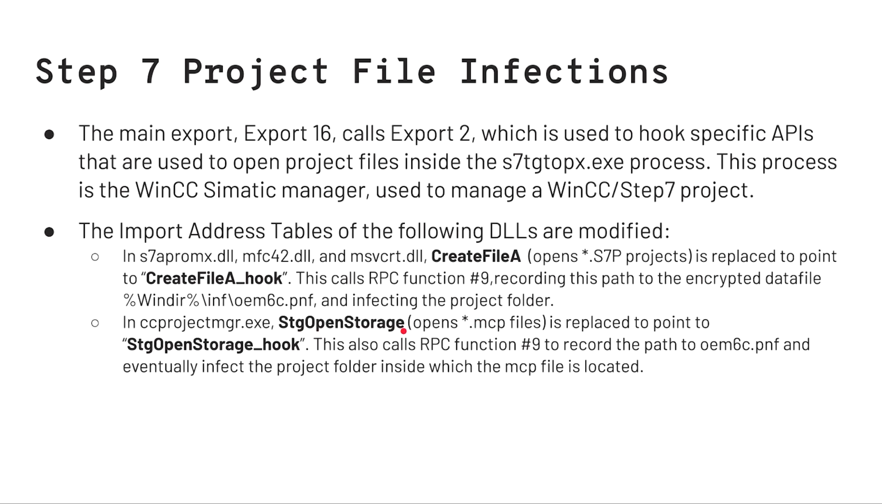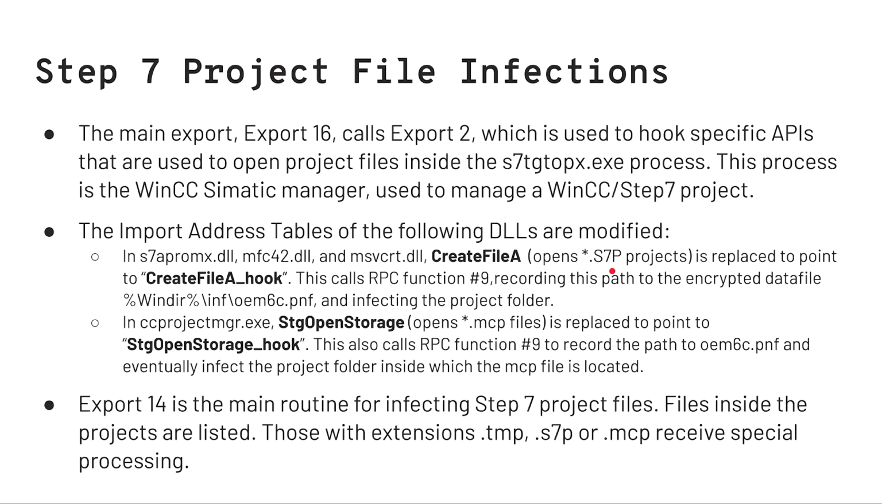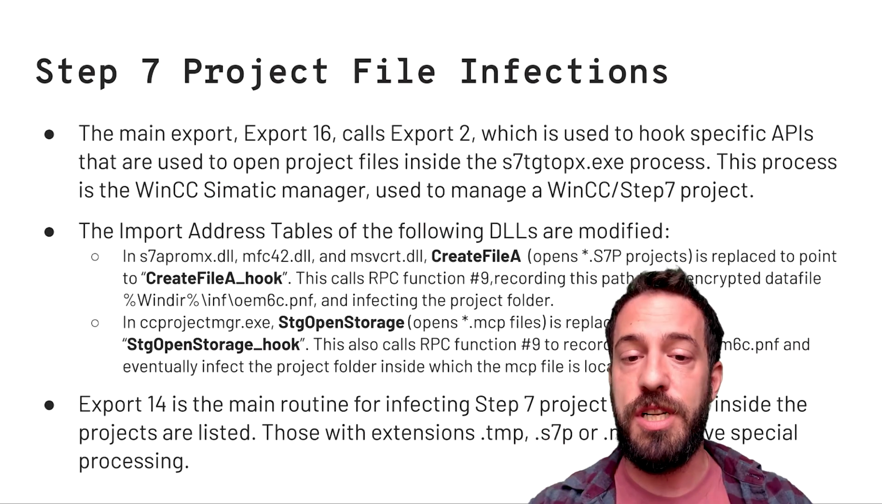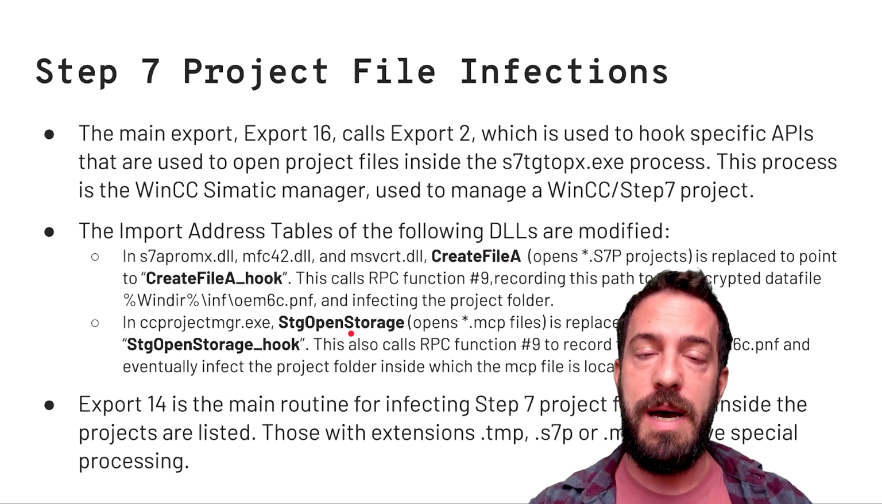Instead of that, the function call would be redirected to STG open storage hook, and that would call a specific function export from Stuxnet that would record the path and then infect the project inside where the MCP file will be located. So this would infect MCP files. This would infect the S7 project files. Export 14 would be the main routine for infecting the project files, and those with special extensions, the temp, S7P, and MCP would receive special processing when they were about to be opened by those function calls.